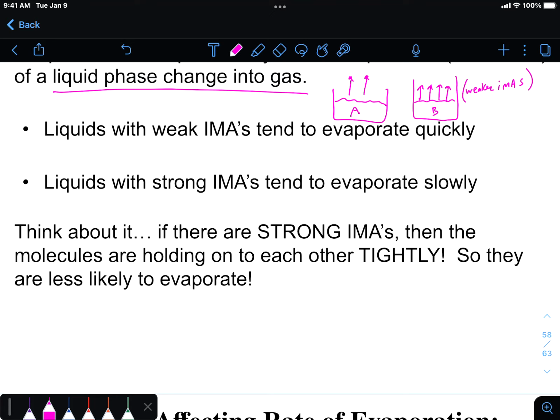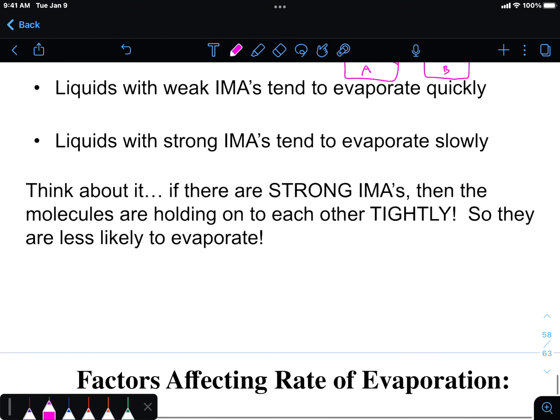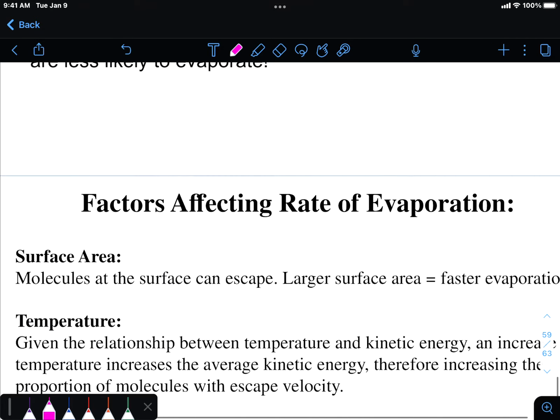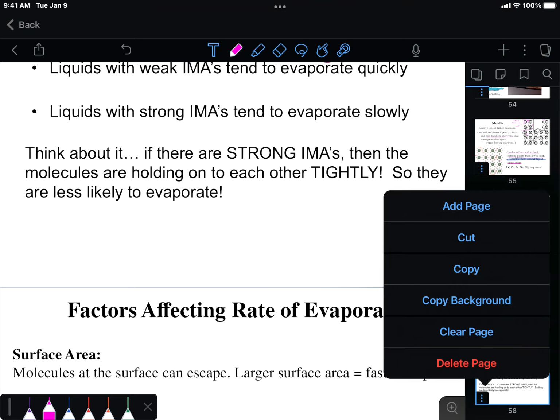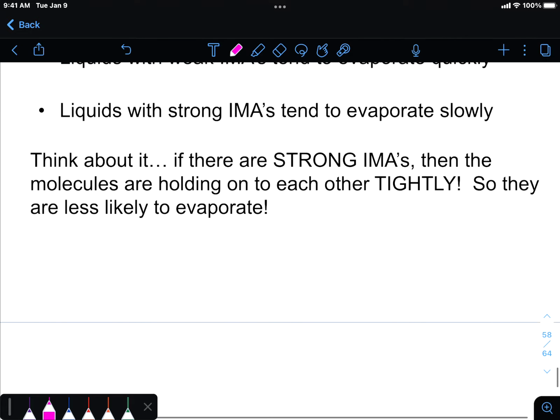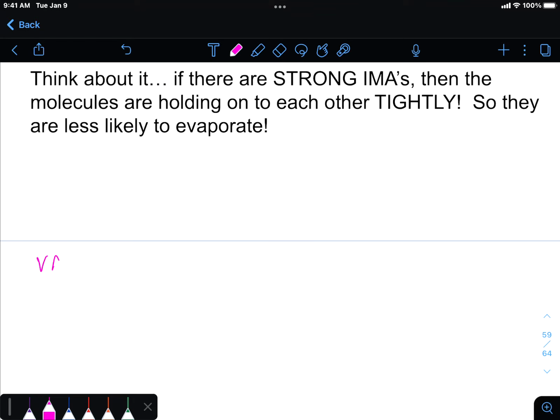So, another term I want to bring up is called vapor pressure, which I don't think is in here, so we're going to add it in here. I'm going to add a page. So vapor pressure is a measure of how much evaporation is taking place.